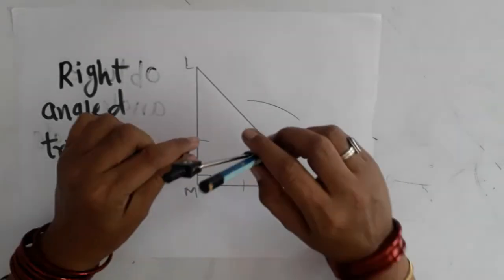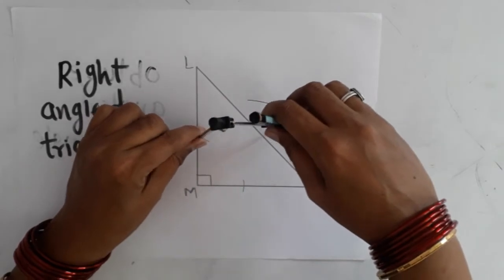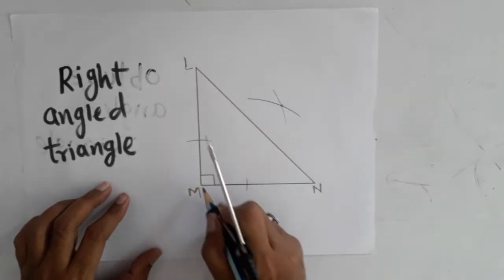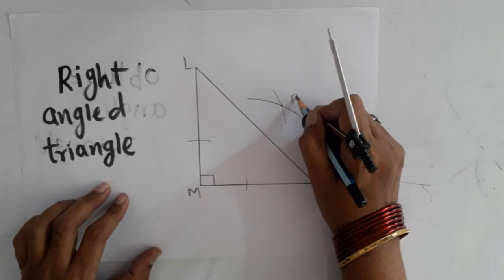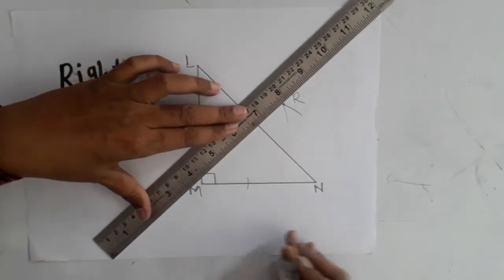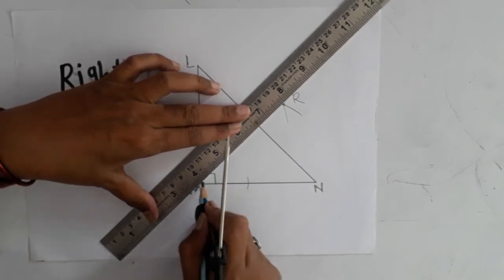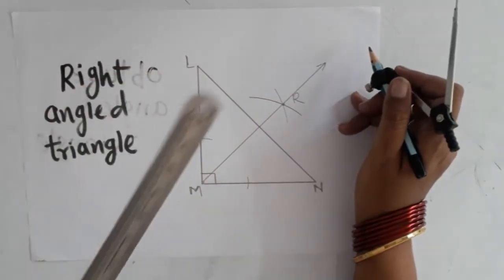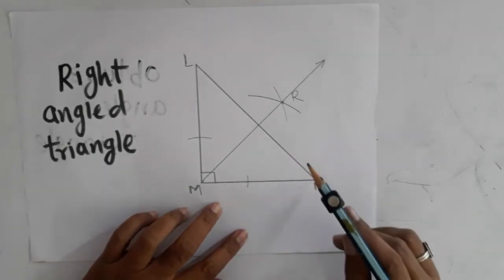like this. We can draw two arcs. Join this point and this point. We can say this point is R. Join M and R. We get an angle bisector of angle M. Then draw an angle bisector of N.